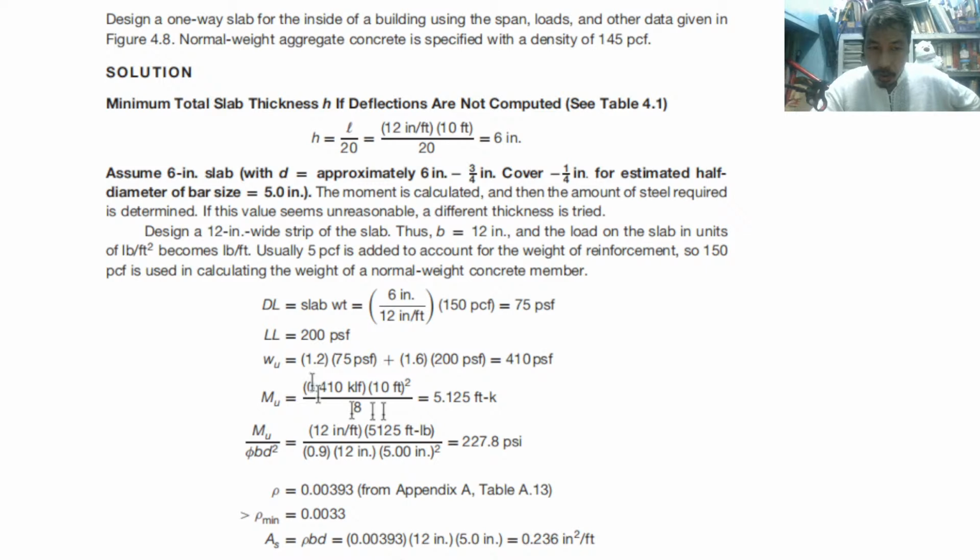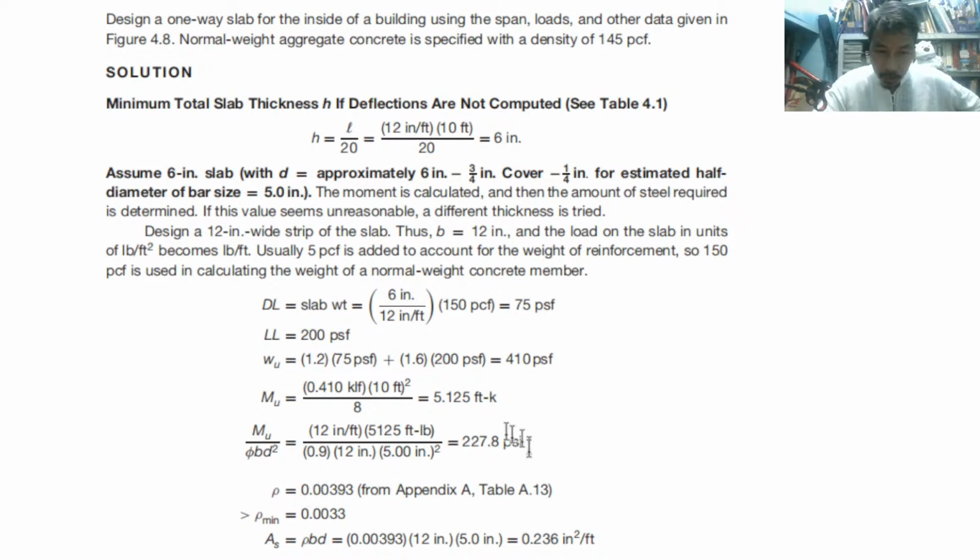So let us compute Mu. This equation is for simple support, therefore we have this one. This is different if you are given cantilever. If you are given fixed end, this is different. So we can determine Rn. Rn is equal to Mu over phi b d squared. Let us substitute the values. That's correct.